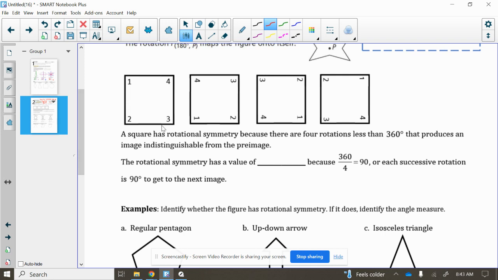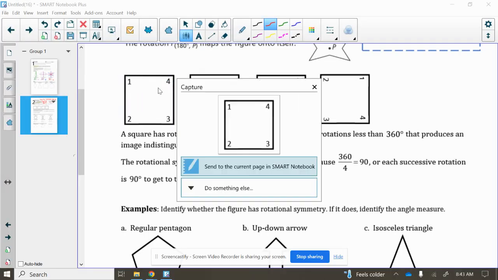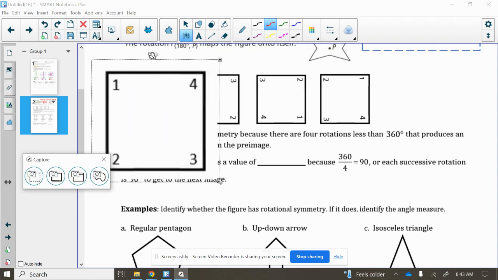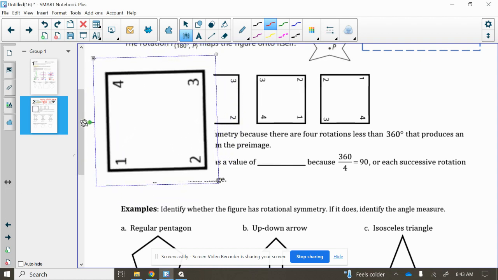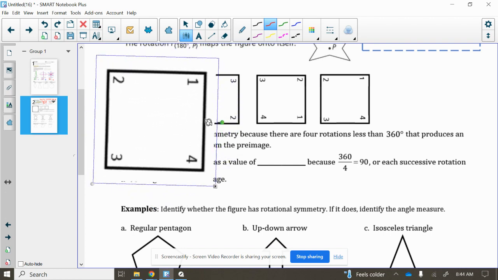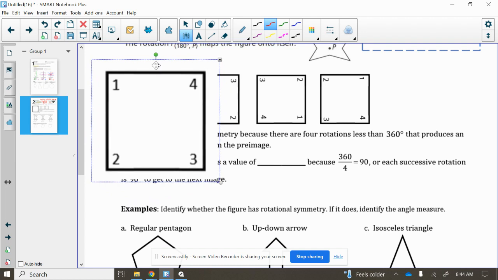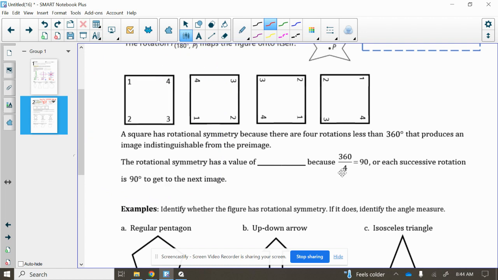Now down below we see a square, and if we check this out, it shows you the stages in which it's being rotated. If we take it and go 90 degrees, it looks the exact same. 1 turn, 2 turns, it looks the exact same as the original. 3 turns, and then back to the beginning. So what we see with that is there are 4 different turns we can make. So 360 divided by 4 gives us a rotational value of 90 degrees. Every 90 degrees we turn it, it looks the exact same.